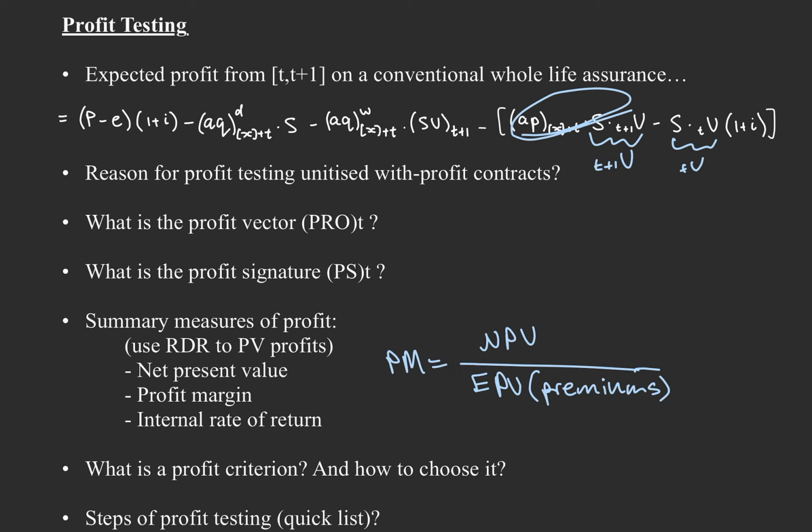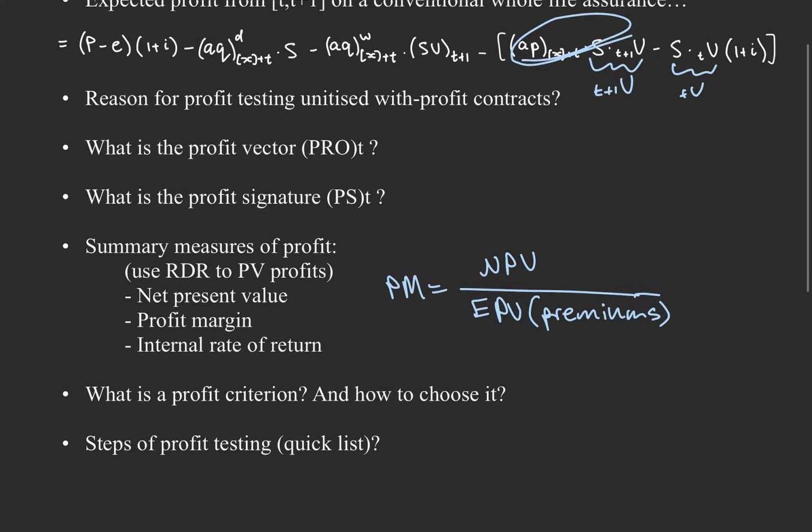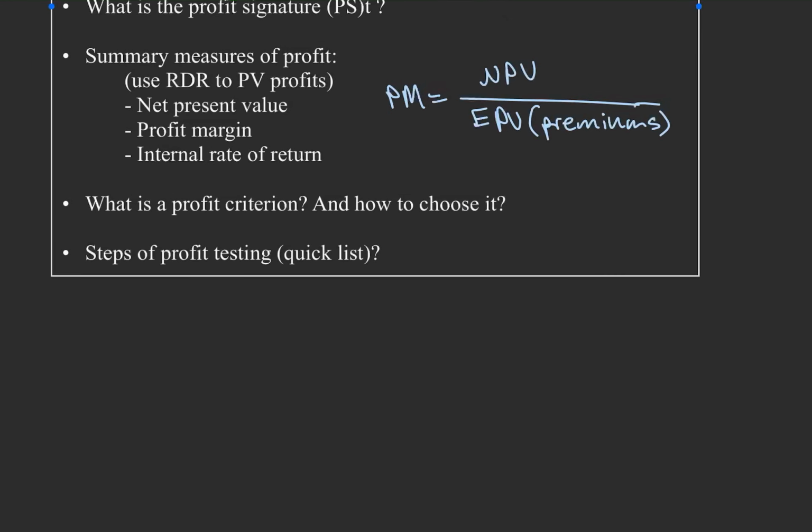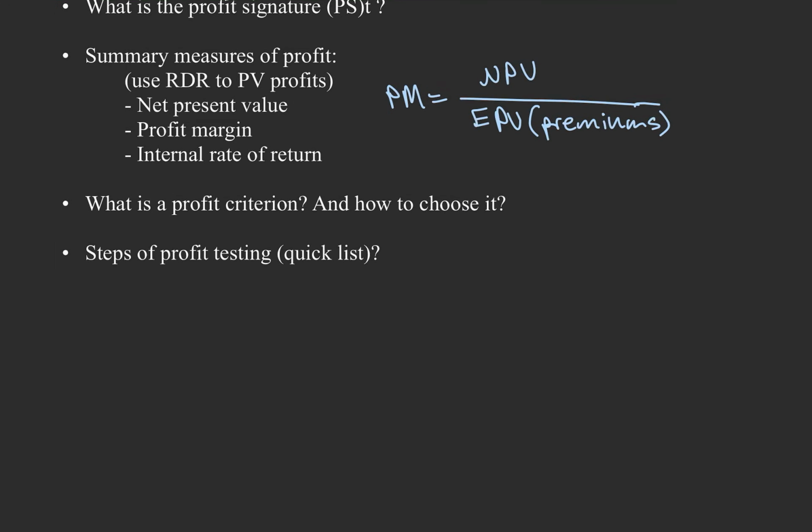And this then we can further, actually let me just write it over here. This is equal to the sum, 1 plus ID, where ID is our risk discount rate, that's a profit signature.